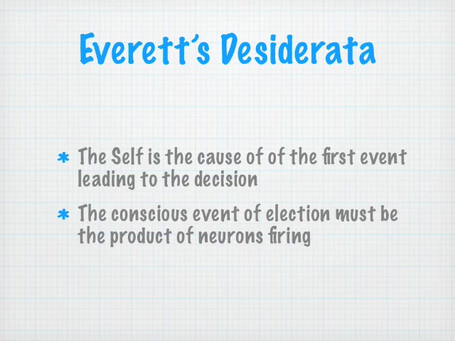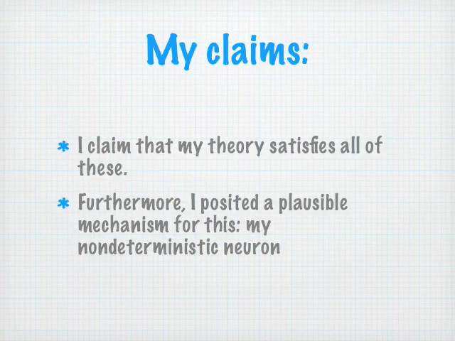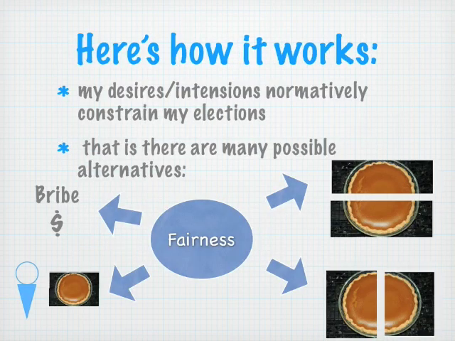So your conditions on a solution here seem to be the following, okay? That the self is the cause of the first event leading to the decision, all right, and the conscious event of the election, I use a choice, but I say election, must be the product of neurons firing, okay, and you claim these are two contradictory things. They lead to infinite regress, okay? Now, let's take a closer look at this now, okay? My claim is my theory satisfies all of these desiderata. Furthermore, I posited a plausible mechanism for this, my non-deterministic neuron, right? So let's just mark out here and see how it could work here, right? Okay, so first of all, back to my most beloved example, right?